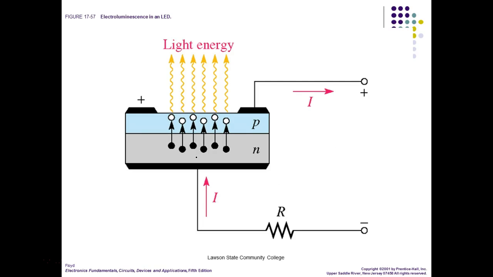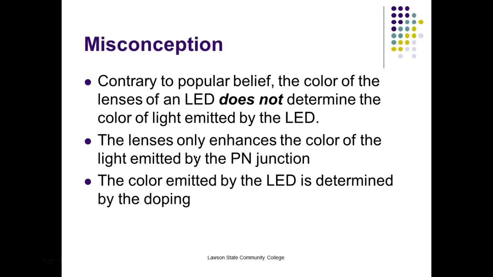So light energy, everybody okay? So this is what's happening when it forms that collapse when they hit. It releases a photon. Photons we can see if they're in the right visual length, right? Contrary to popular belief, the color of the lens of an LED does not determine the color emitted by the LED. The lens only enhances the color that the LED emits. And of course, the color emitted is determined by what we dope the gallium with. Does that make sense?